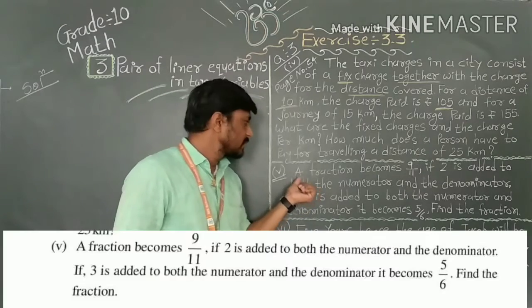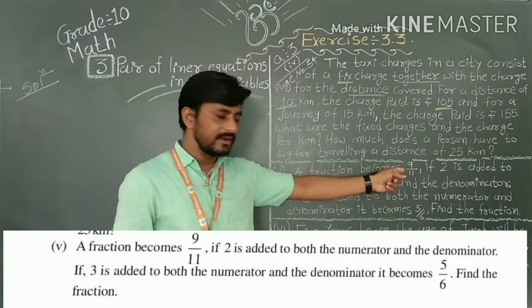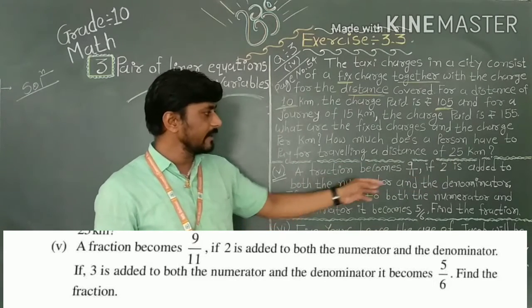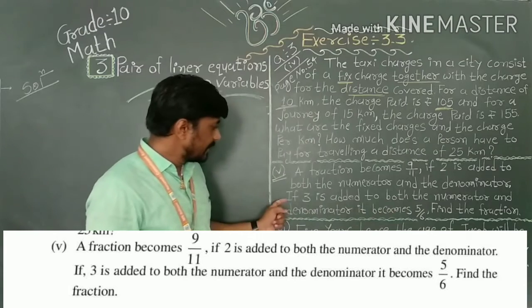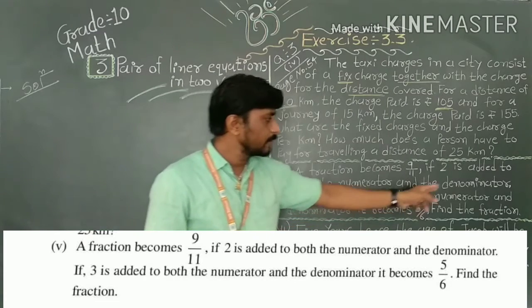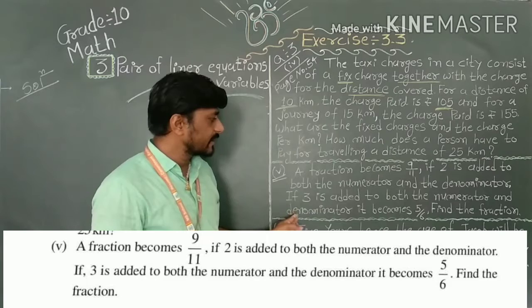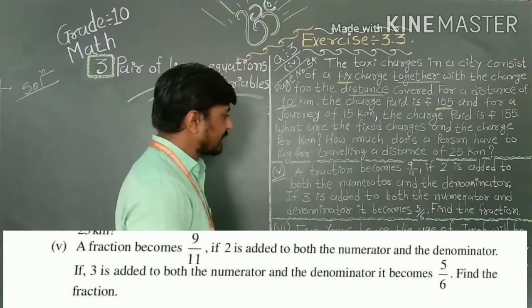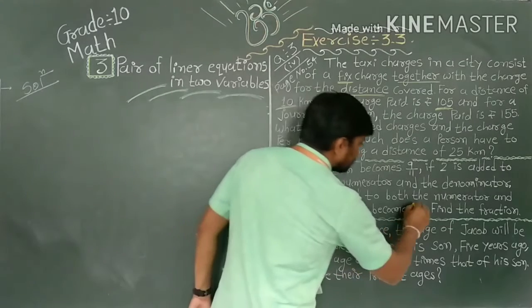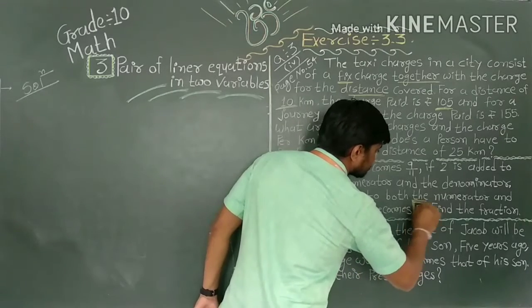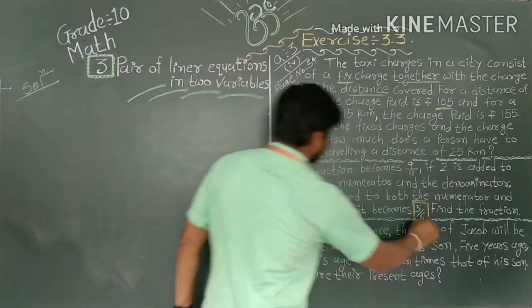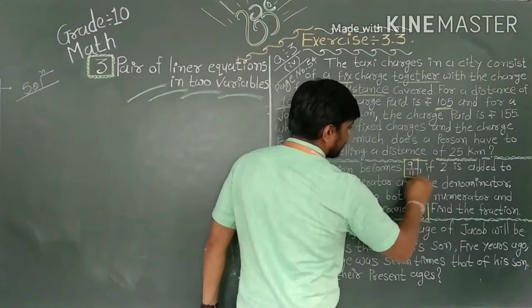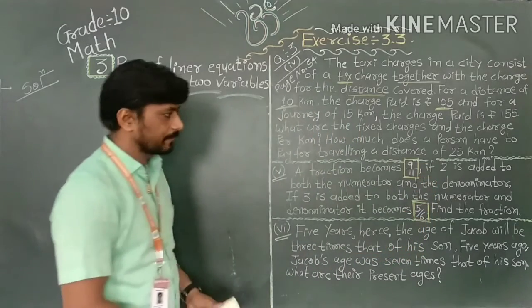First of all, I read out the question: a fraction becomes 9 upon 11 if 2 is added to both the numerator and the denominator. If 3 is added to both the numerator and denominator, it becomes 5 upon 6. Find the fraction. Here our target is to find the fraction. Two fractions are given, 9 upon 11 and the second one is 5 upon 6.